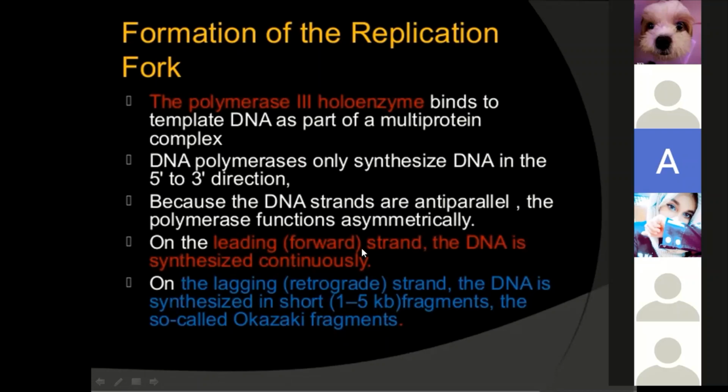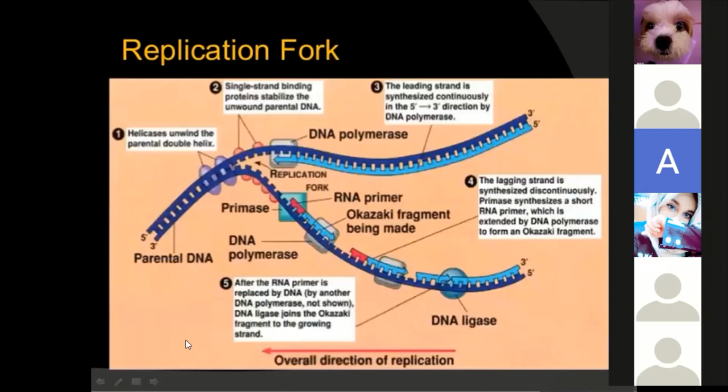On the leading strand, the forward strand, the DNA is synthesized continuously. On the lagging strand, the retrograde strand, the DNA is synthesized in short 1 to 5 kilobase fragments, the so-called Okazaki fragments.